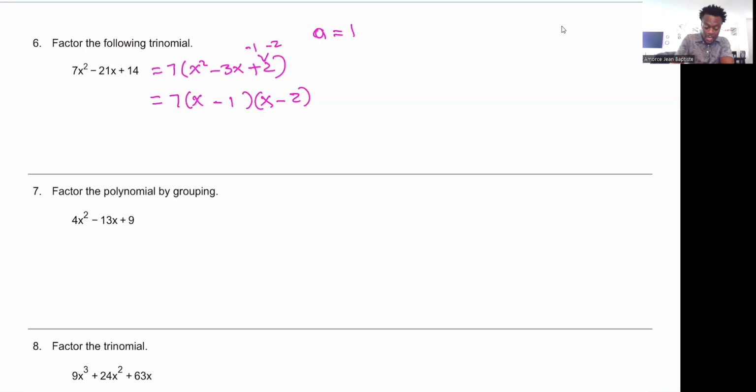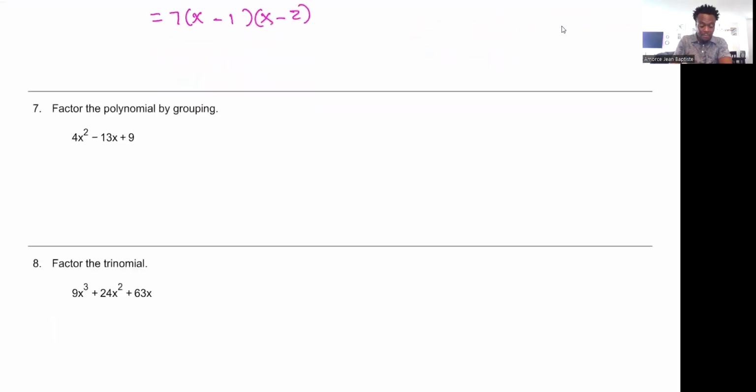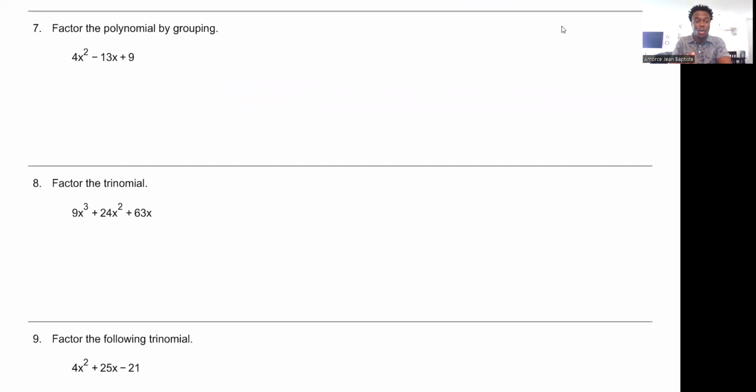But be careful, you cannot do just that when a is not equal to 1. So don't do it. Please don't do it. Don't do just that when a is not equal to 1. I'm talking about when the coefficient of x squared is not 1. You cannot do that. We will see what to do in number 7 though. There are 2 ways you can do it when the coefficient is not equal to 1.